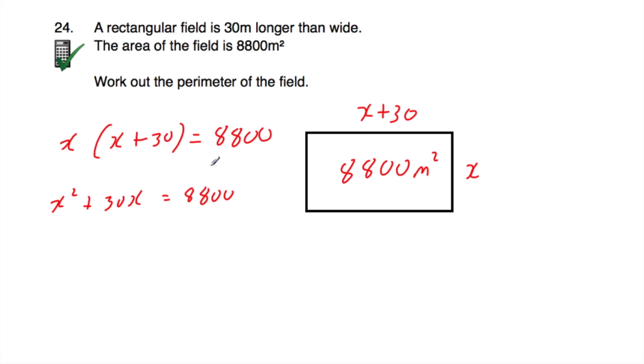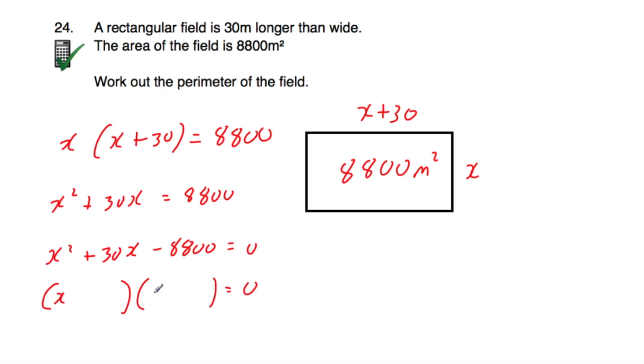Now we're going to take 8,800 away from both sides of the equation. So we're going to get x squared plus 30x minus 8,800 equals 0. Just taking 8,800 away from both sides of the equation, so it equals 0. And now what we're going to do is we're going to factorize. So bracket, bracket equals 0.